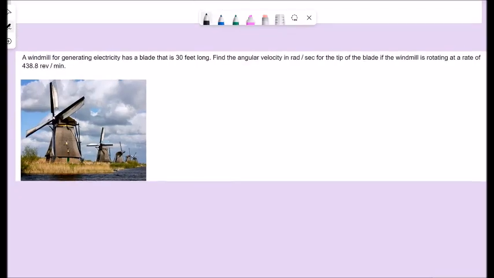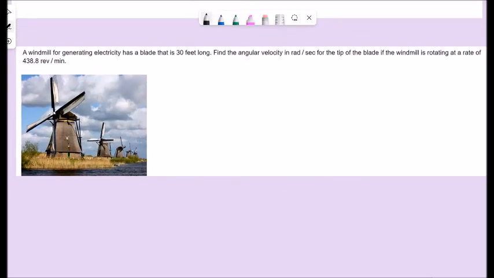So we've got a windmill that has a blade 30 feet long. Find the angular velocity, and it gives us the linear speed right here. I prefer speed because with velocity you should be saying the direction that it's going, but we'll just go with velocity and pretend it's synonymous with speed. Anyway, 438 revolutions per minute. The windmill has a radius of 30 feet.